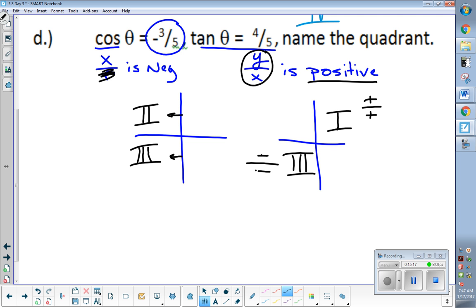So where do they overlap? Where do they both have something true? Quadrant 3 is going to be my final answer.